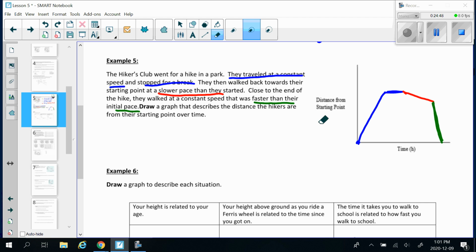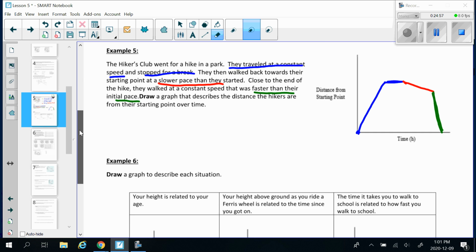Okay, so you should be able to match up graphs like this to this by saying that the steeper pieces are faster, and the flat pieces are not moving. And that's pretty intuitive.